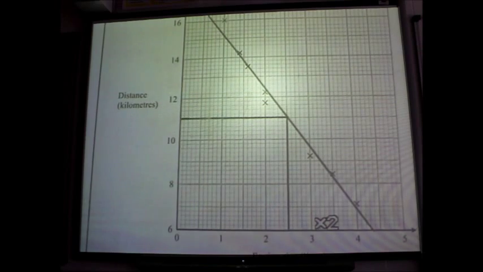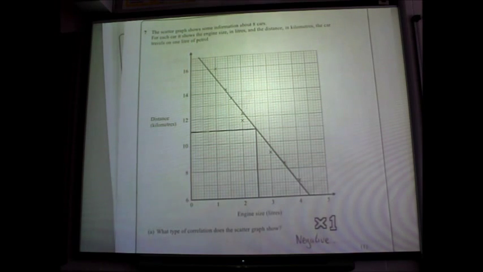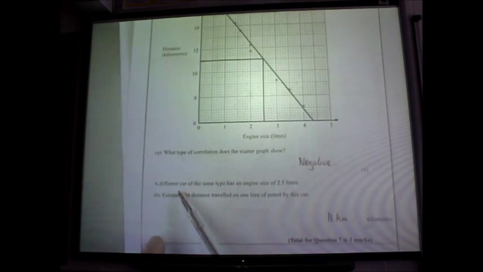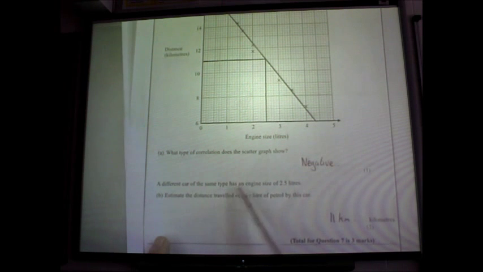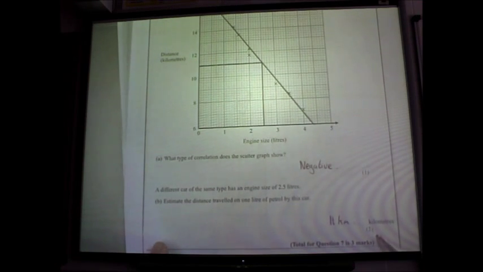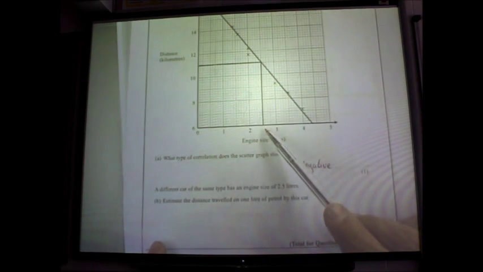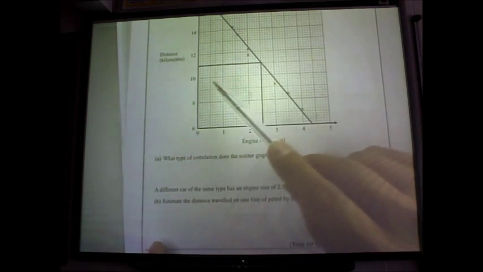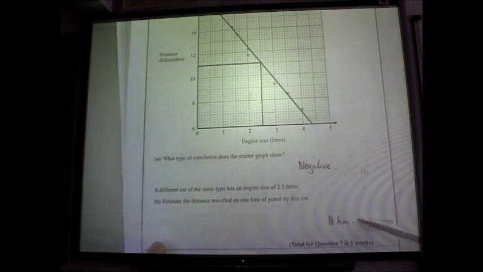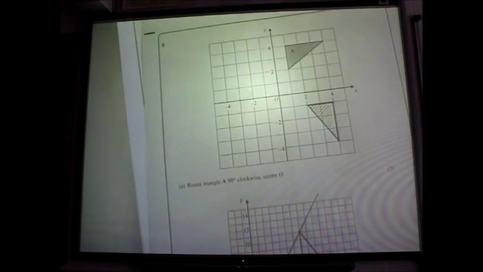Question 7, this is about a graph. First of all, I've drawn the line of best fit on already, but what's the correlation? It's going down, so it's negative, which is there. A different car of the same type has an engine size of 2.5 litres. 2 marks for this. You must draw in your line of best fit, which you see I've done, and then draw up from 2.5, hit the line, come off it, and you should get somewhere around 11 kilometres. I think they accept from 10.5 to 11.5 on that one. So 3 nice easy marks.